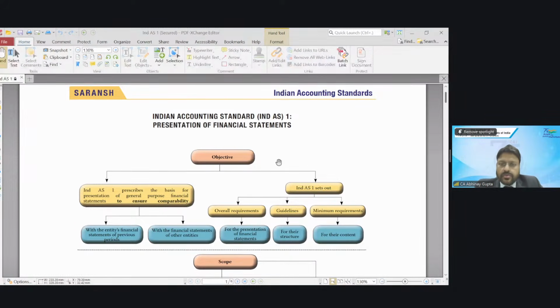So I'll try to quickly revise the concepts from these two standards first before we actually jump into the practical questions on these standards.